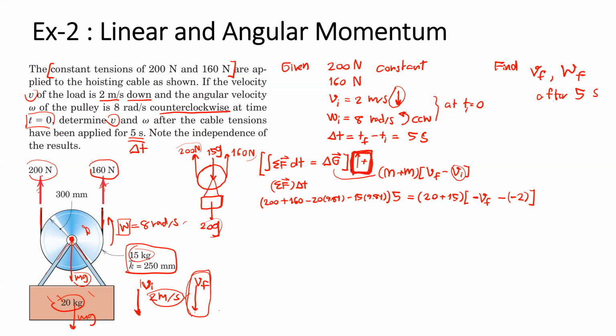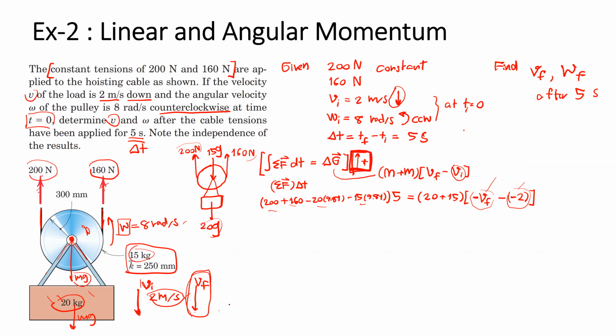This direction is defined. We define this direction to compute the impulse momentum equation. Everything that is upward will be positive. The upward force positive, the downward force negative. So we need to be careful about the given speed and the unknown speed.